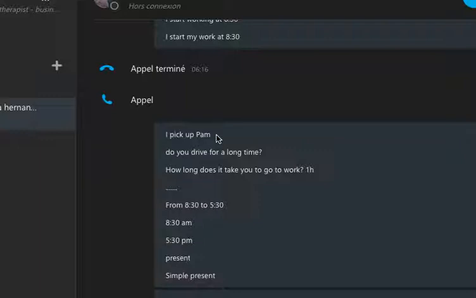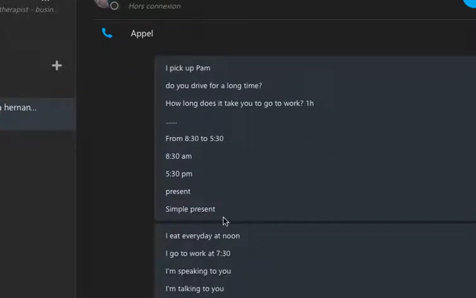I pick up Pam. So you can pick her up, okay? Do you drive for a long time? How long? So you can drive for an hour, 30 minutes, 45 minutes, and so forth. How long does it take you to go to work? 1 hour. It takes me 1 hour to go to work. So basically, from 8:30 to 5:30 you work. So from to. So I work. It's a simple present simple.